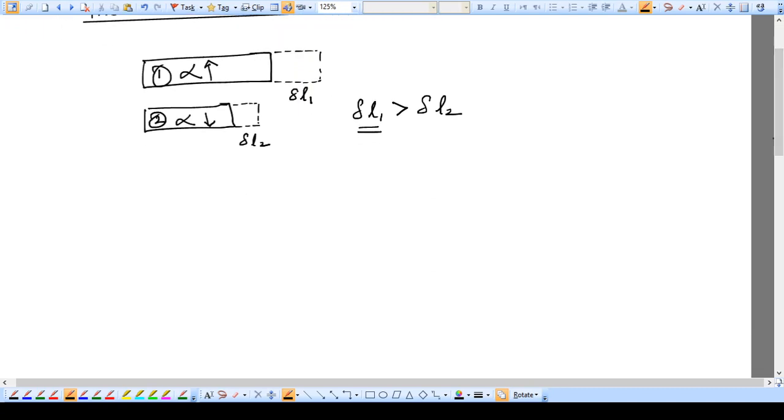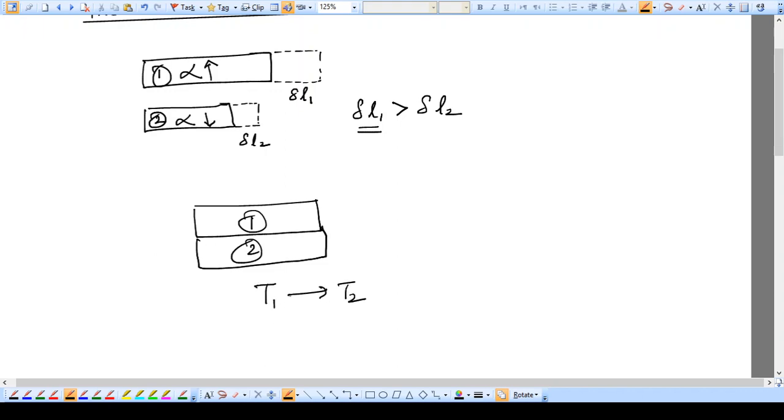But if there are bodies which are rigidly fixed like this, and the bodies are subjected to a temperature change from T1 to T2, what happens is they expand as a common member and not as separate ones like in this case.